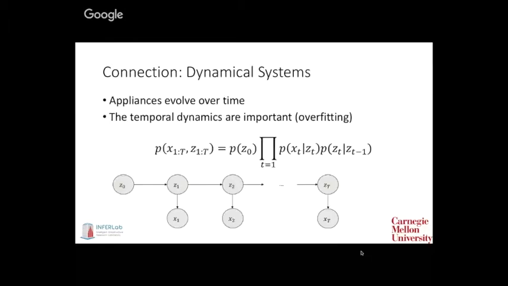And now the next connection to dynamical systems. Appliances evolve over time, so the temporal aspect needs to be modeled, and is actually fairly important if you don't want to overfit. So we assume that we can factorize the joint distribution over time steps 1 to t, where t is our last time step, according to this, and this is the associated graphical model. Note that z is a vector, but this is not a factorial Markov model anymore, because we don't have the independence assumption.